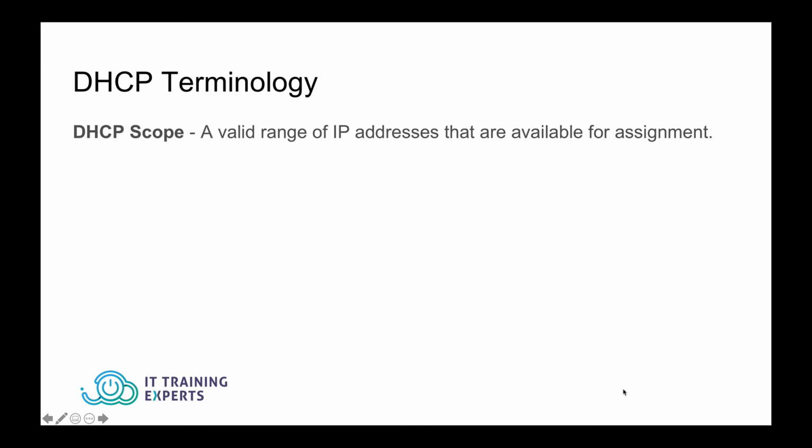Typically, your DHCP scope is defined by subnet. So if you have 10 subnets or 10 offices or 10 networks, you're going to have most likely 10 scopes.